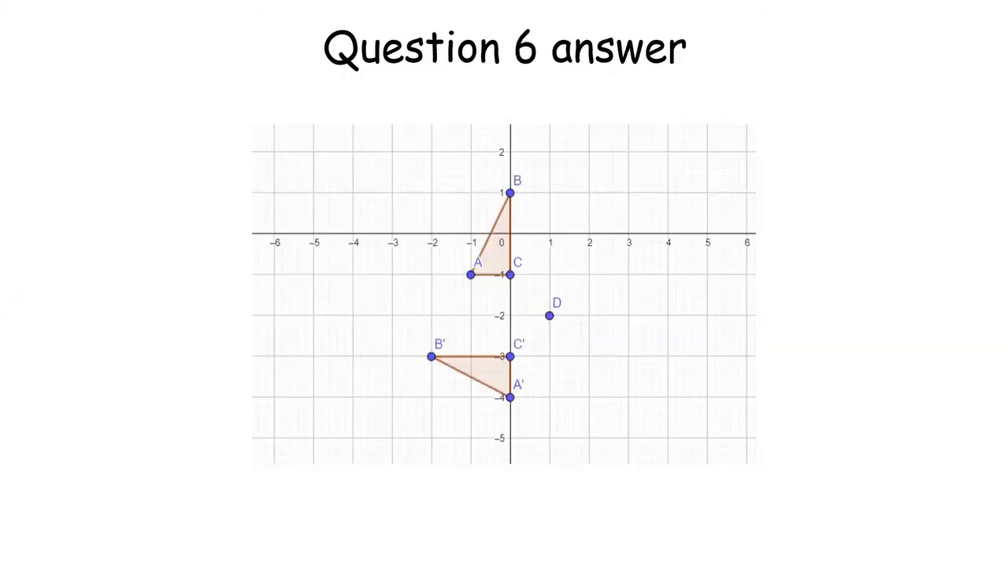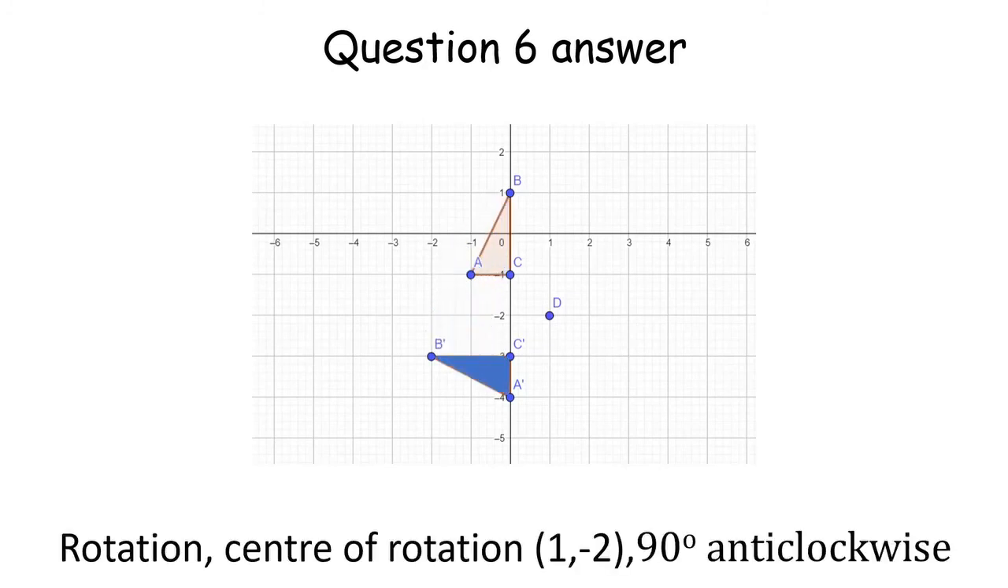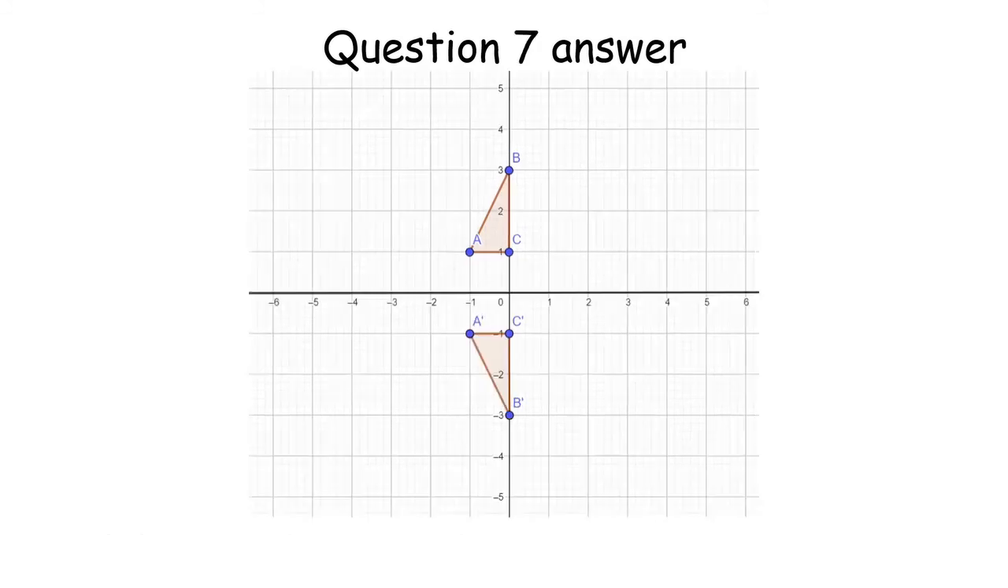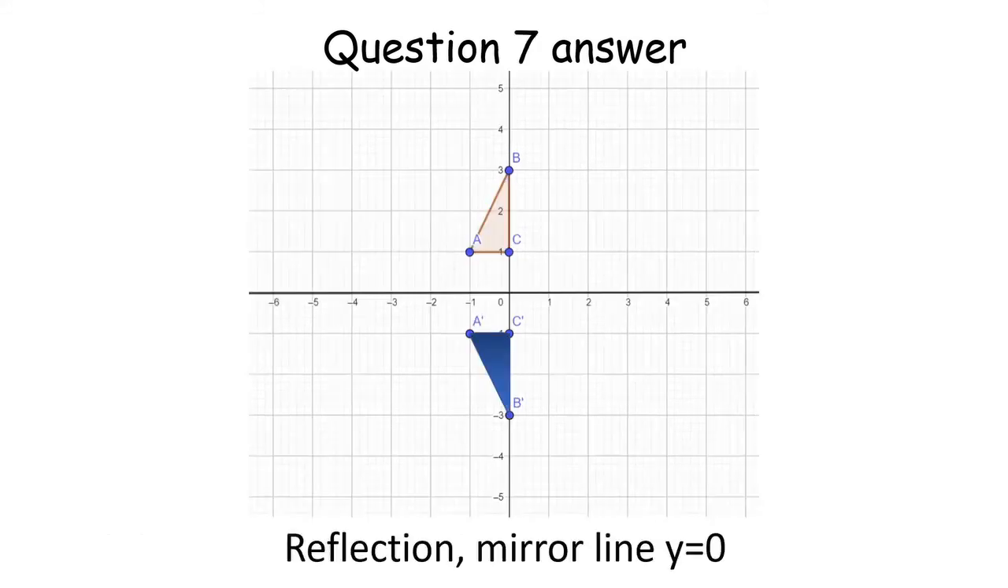Question 6. This is a rotation. It's a rotation in the anti-clockwise direction for 90 degrees, and the centre of rotation is at the point 1, -2. Question 7. This is a reflection. It's a reflection in the mirror line at y equals 0.